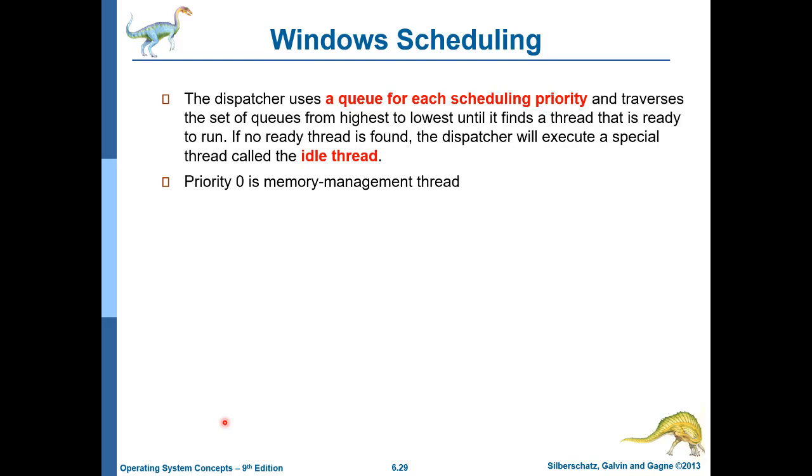And if there is nothing to be done and all the queues are empty, then the dispatcher will execute a special thread called the idle thread, which has priority 0, and that is actually the memory management thread. If no other process is executing, the priority 0 process, which is memory management, will execute, otherwise it will be an idle thread and will not do anything.